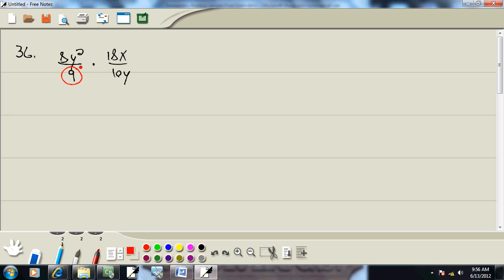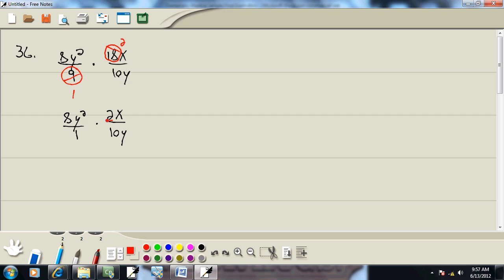Here we got 9 and 18. Those are both divisible by 9. Well, 9 divided by 9 is 1. 18 divided by 9 is 2. So I got 8y squared over 1 times 2x over 10y. Now the only guideline is one's on top, one's on the bottom. They don't have to be in the same fraction. But if they are, that doesn't hurt anything.